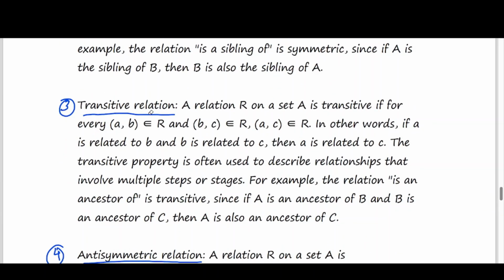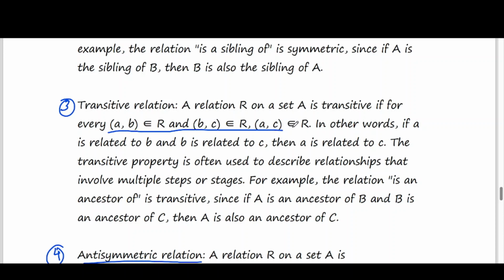The third one is the transitive relation. So what is a transitive relation? A relation R on a set A is transitive if for every AB belongs to R and BC belongs to R, then AC should belong to R. If such a condition is followed, then we can say that the relation is a transitive relation.